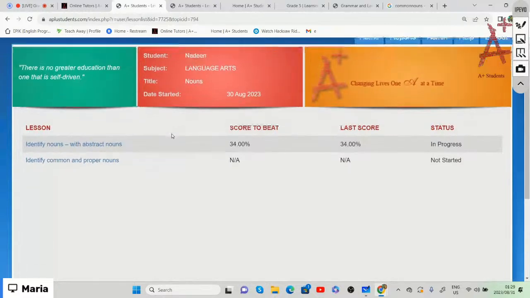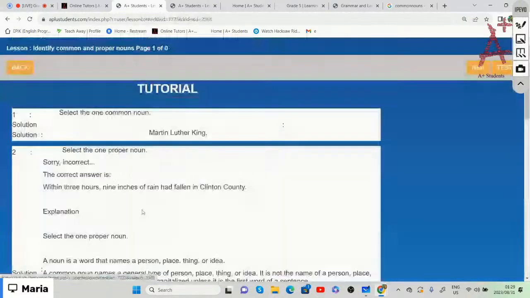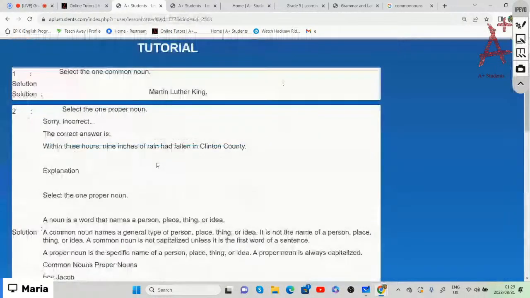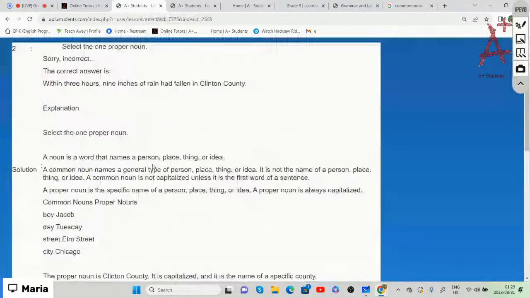And now we are going on to identifying common and proper nouns, right? So, a noun, we said, is a word that names a person, a place, a thing, or an idea, right? And the ideas were mainly your abstract nouns, right? It is not things that you physically see, but mainly things that we feel, our thoughts and so on, right? But we can physically see people, we can physically see places, and we can physically see or touch things, right?